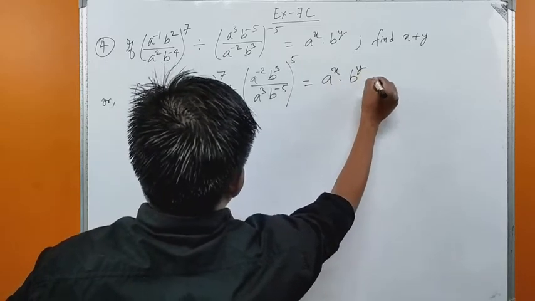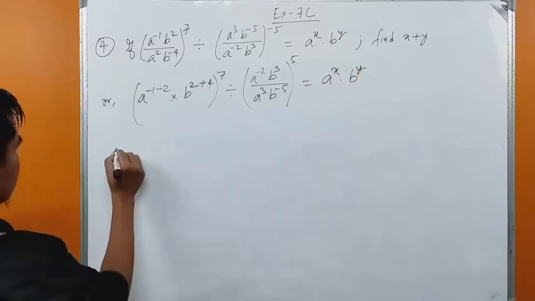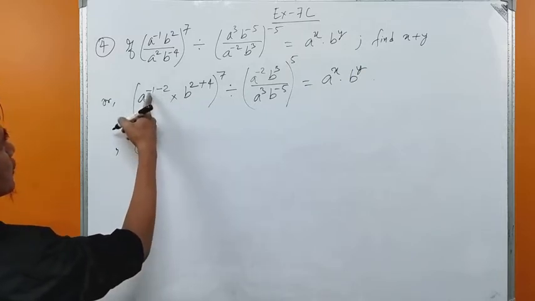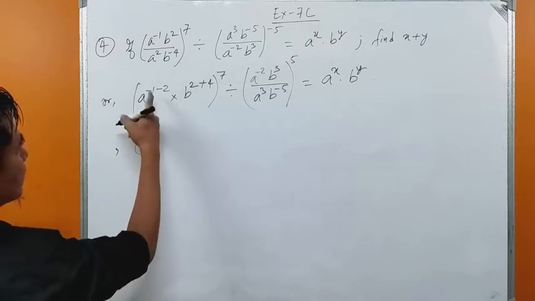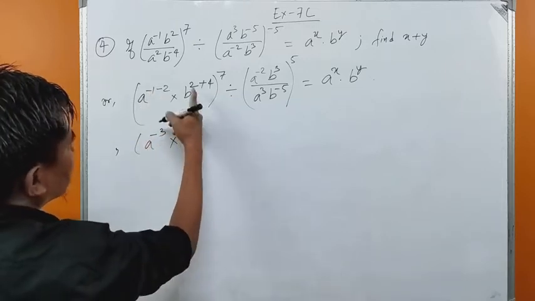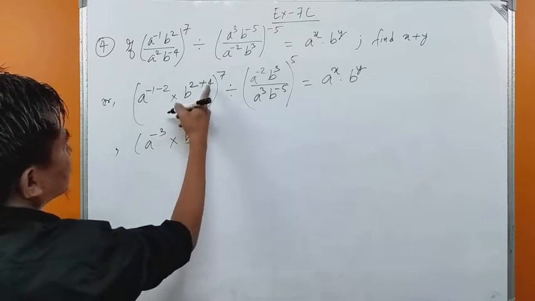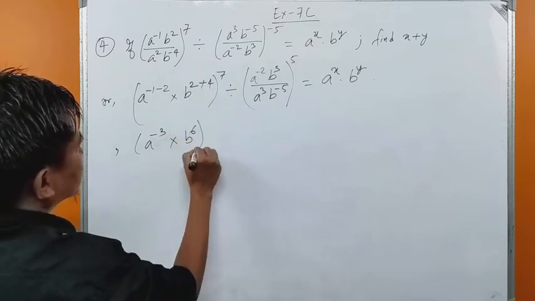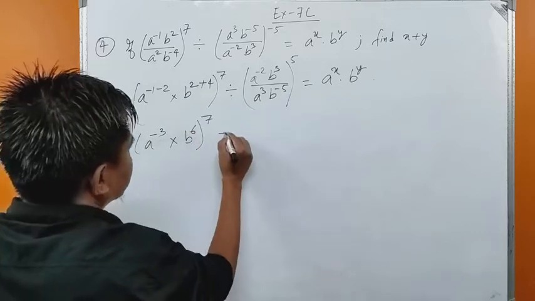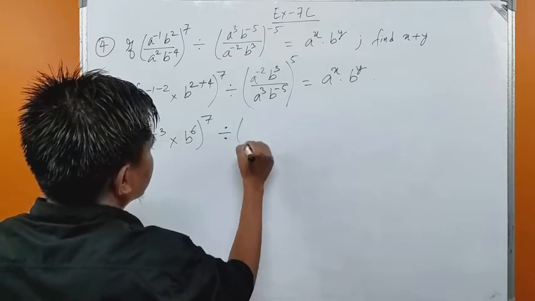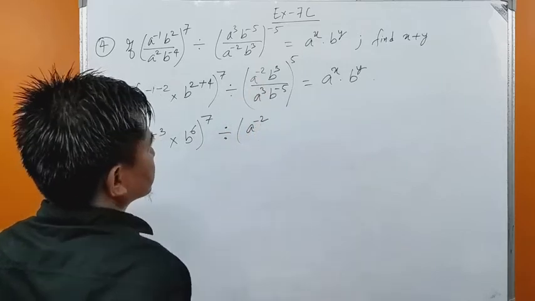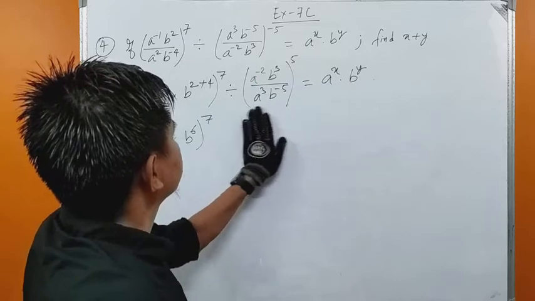Okay, now a minus 1 minus 2 same sign, that means they will add up to become minus 3 into b to the power plus 2 plus 4 same sign, 4 plus 2 is 6 whole to the power 7. Now this divide we write as it is for the time being. Okay, now we have a minus 2, a to the power minus 2. Okay, first we change this.